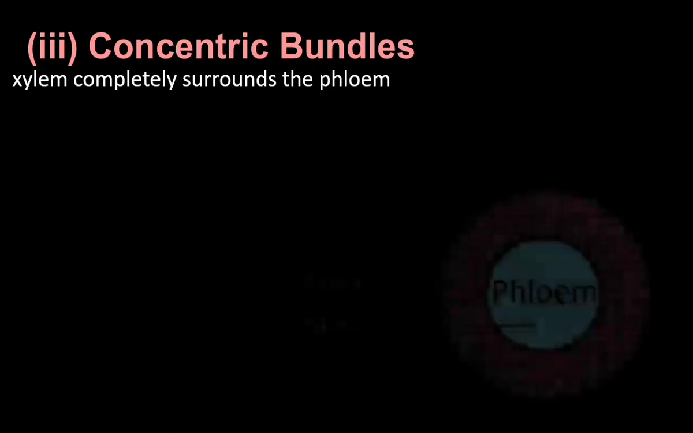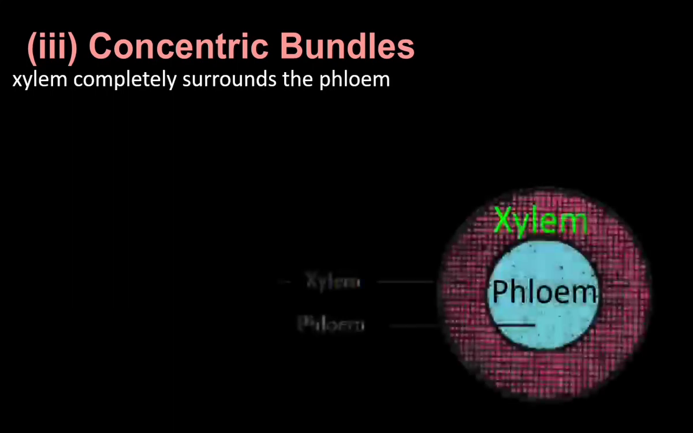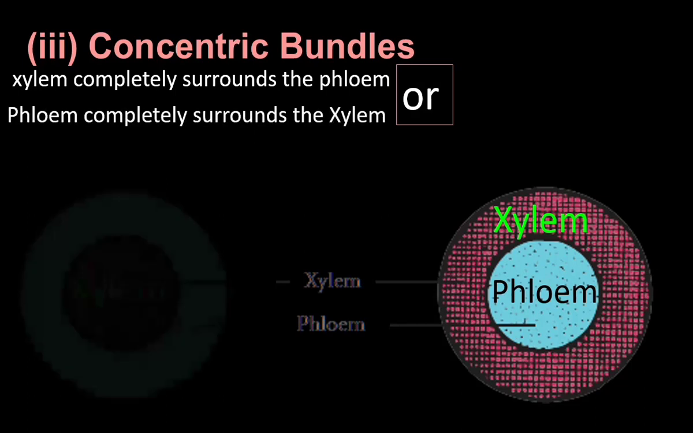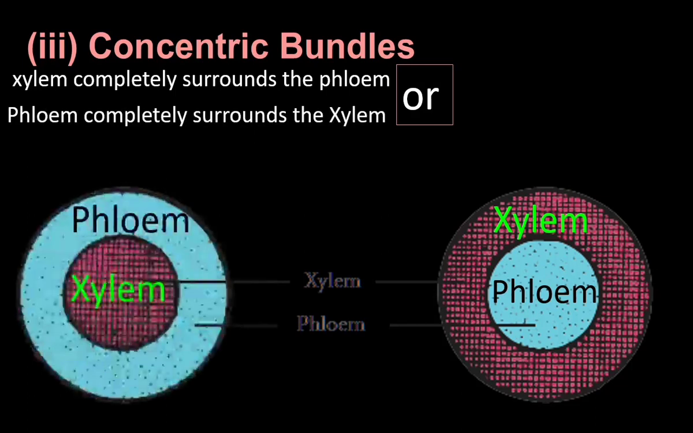In concentric vascular bundles, the xylem and phloem show a ring-like arrangement. Xylem completely surrounds the phloem. It is a kind of concentric vascular bundle. In the second type of concentric vascular bundle, the phloem completely surrounds the xylem. So there are two kinds of concentric vascular bundles. In one type, the xylem surrounds the phloem. In the second type, the phloem completely surrounds the xylem.